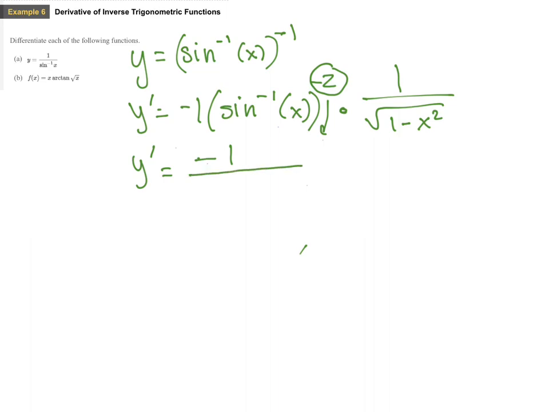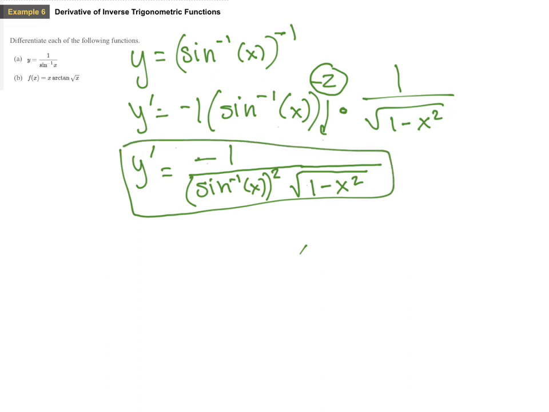Divided by, and we just got to throw that sine inverse of x squared to the bottom. And what else is on the bottom? The square root of 1 minus x squared. And put a box around it or whatever makes you happy. That's your answer for part A. That's part A.